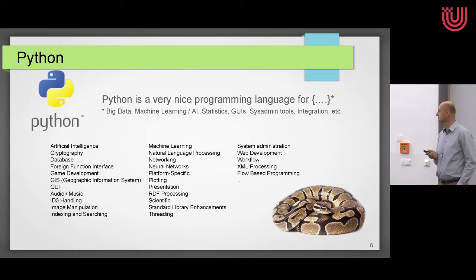So what is Python? It's a nice programming language which is getting a lot of hype today, and it's especially used for big data analysis, machine learning, AI, these kind of topics. But it can be used really for anything. It's a generic, general purpose programming language with lots of packages.